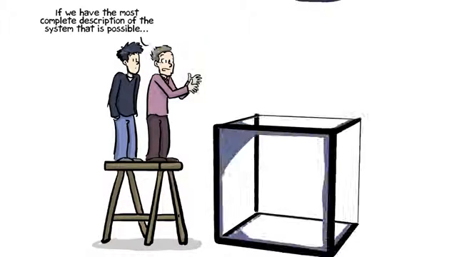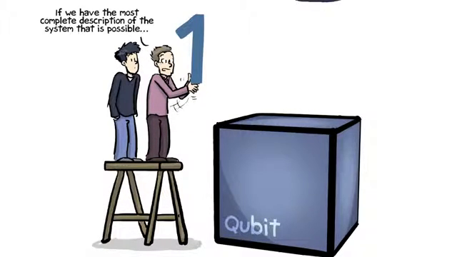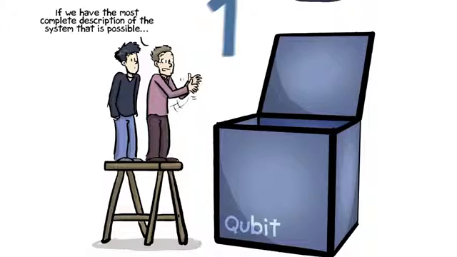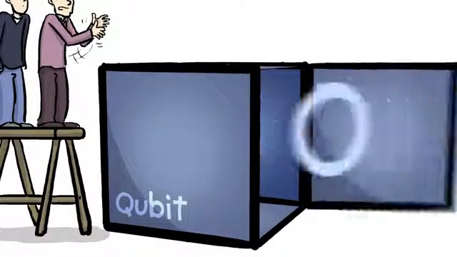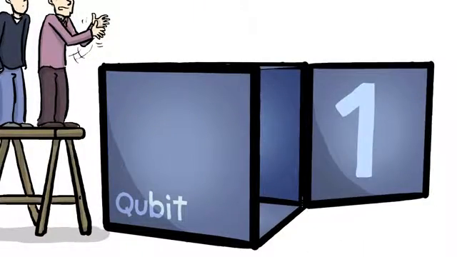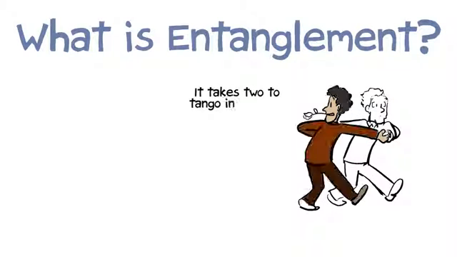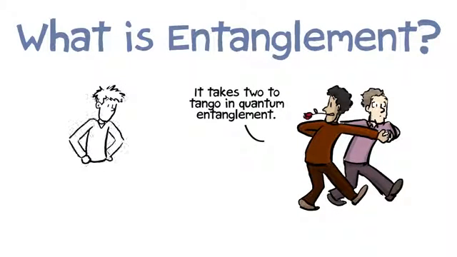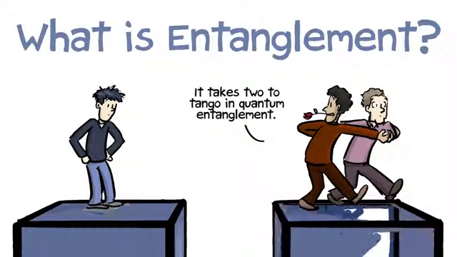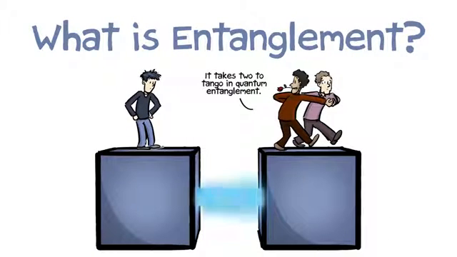But if we have the most complete description of the system that is possible, compatible with quantum physics, like when I prepared the state and when we open door number 2, we don't know whether it was a 0 or 1, that's superposition, because that's really intrinsic randomness instead of probability associated with ignorance. So it takes 2 to tango in quantum entanglement, right? You cannot just have a single qubit and say, oh, it's entangled with what? So you need 2 qubits, at least.